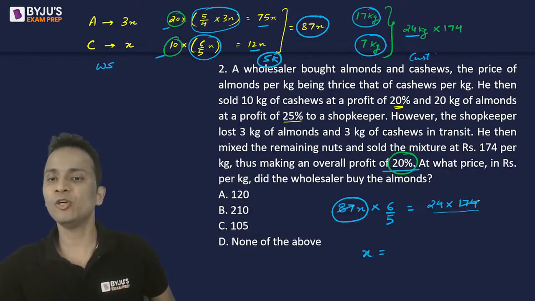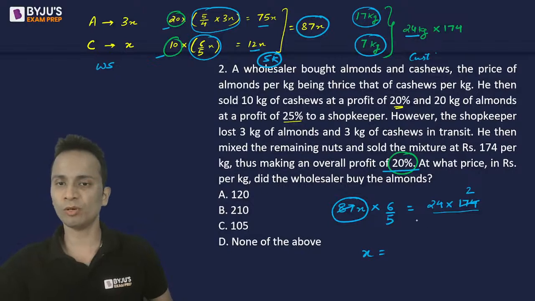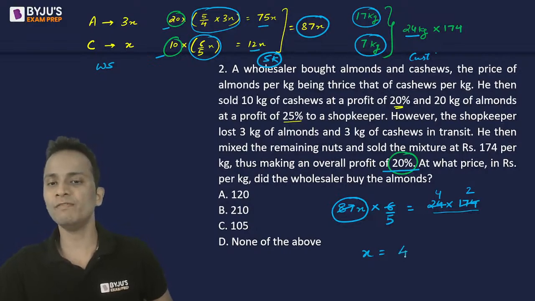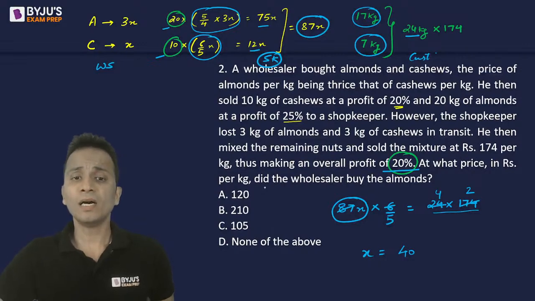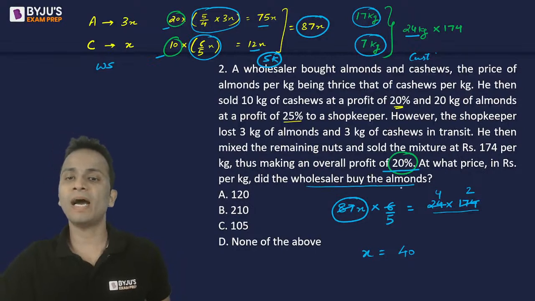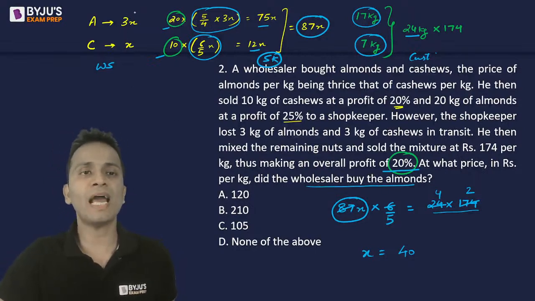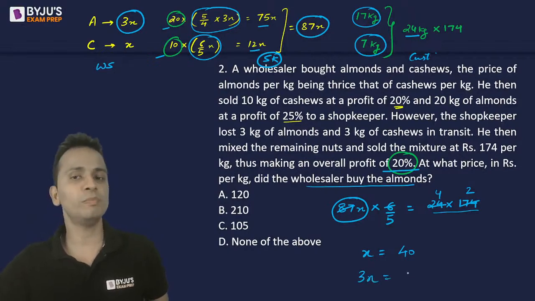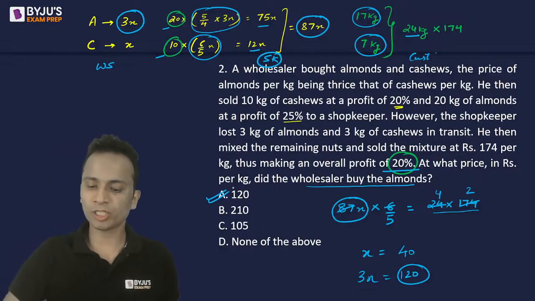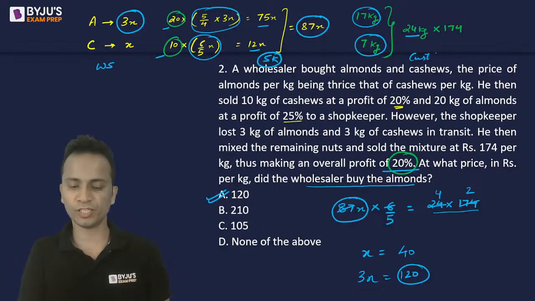So 87 into 2 is 174, and 6 into 4 is 24. So 20 into 2, 40 will be the value of x. Now we have to find out at what price in rupees per kg did the wholesaler buy almonds. The wholesaler bought almonds at a price of 3x. So the value of 3x will be equal to 120. So 120, that is option A, is the correct answer of this question.